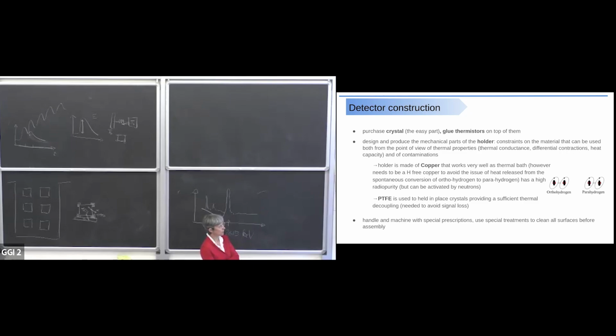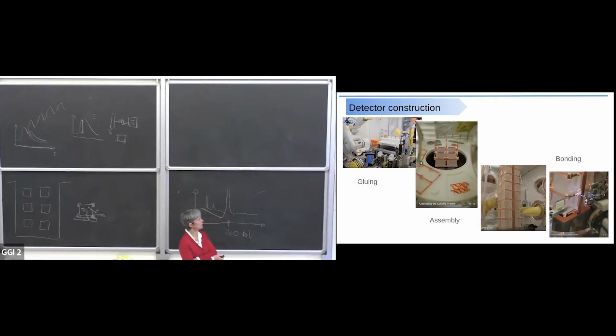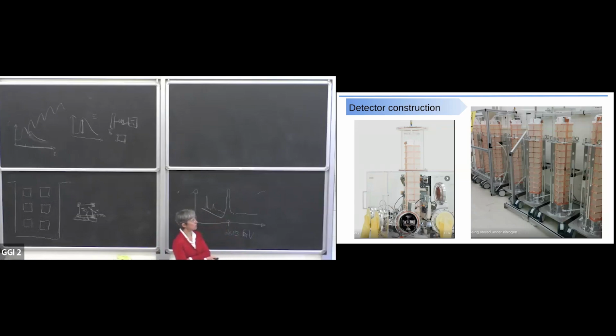As I've told you, we have to clean all the parts, but we also have to handle the machine with a special prescription and so on and so forth. And here you see how the assembly line of CUORE worked. We had first gluing, then the assembly of the tower, and during the assembly, the tower grows in height. We have the bonding, and then we stored each tower under nitrogen in order to prevent radon contamination.